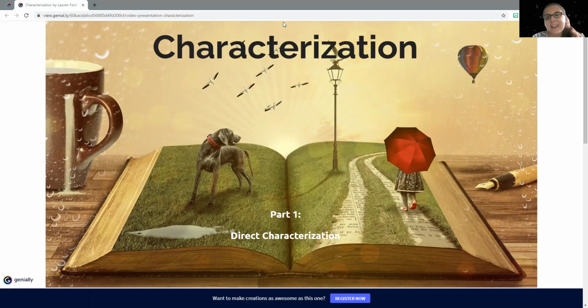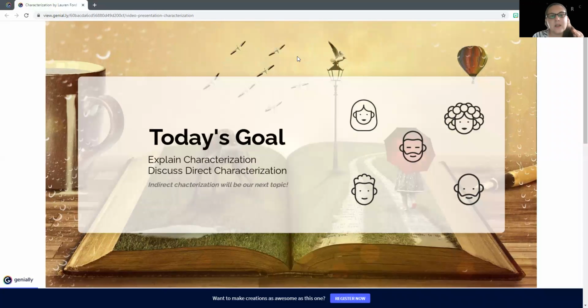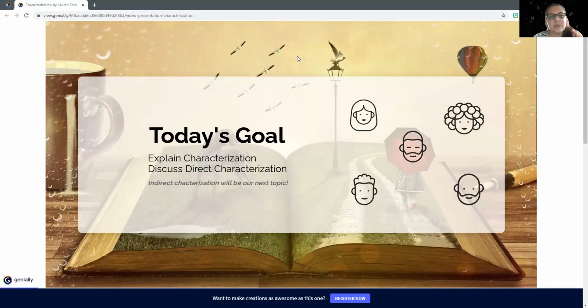If you're watching this later in the day, today we are going to talk about characterization and we're going to start by going over direct characterization. So let's go ahead and dive right in and take a look at our topic for today. Today's goal is going to be to explain characterization. Always helps if we start with the base concept and then talk about direct characterization. Our next topic will be the indirect characterization, so hold on tight for that, coming to you next week.